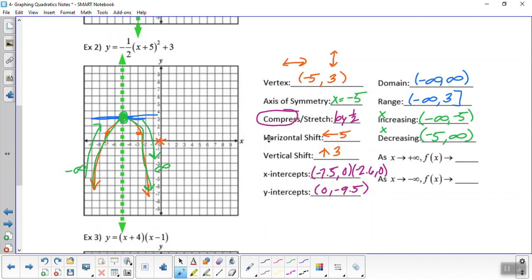And then the last part we need to look at is our end behavior, which is which directions the arrows are pointing. They are both pointing down, so both get -infinity.